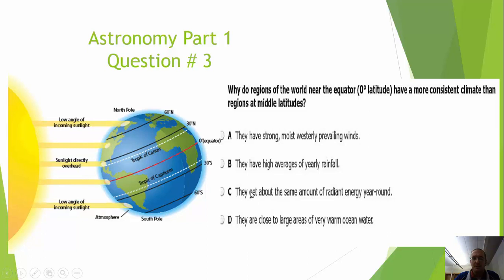Correct answer here is going to be C. They get the same amount of radiant energy year-round. No matter how the Earth is tilted, it's always going to get direct sunlight towards the center of the Earth. Basically between the Tropic of Cancer and the Tropic of Capricorn, it's going to be almost direct sunlight there versus the northern and the southern pole, which is 90 degrees north latitude and 90 degrees south latitude, which will be very much indirect versus direct sunlight.